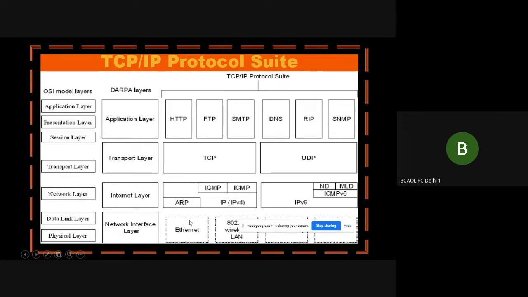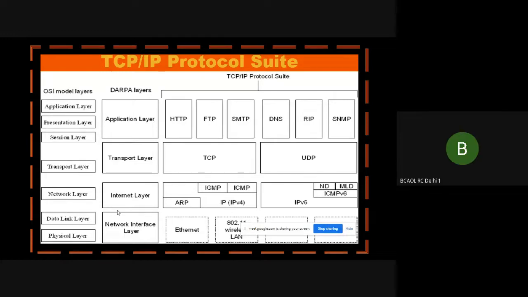And what all protocols are working in the layers they have given you: in the physical and data link, that is the network interface layer for the DARPA, you have Ethernet 802.3, 802.11 wireless LAN, frame relay, ATM. These are the standards which are working in this. Then in the network layer, or you can say internet layer, there are IGMP, ICMP protocols, IP version 4 and IP version 6. In transport layer, you have TCP and UDP, transmission control protocol and user datagram protocol. And in the application, presentation, session layer, that is your application layer, it is HTTP, hypertext transfer protocol, FTP, file transfer protocol, SMTP, simple mail transfer protocol, DNS, domain name system, RIP, SNMP. These are the different protocols which are working in each layer.